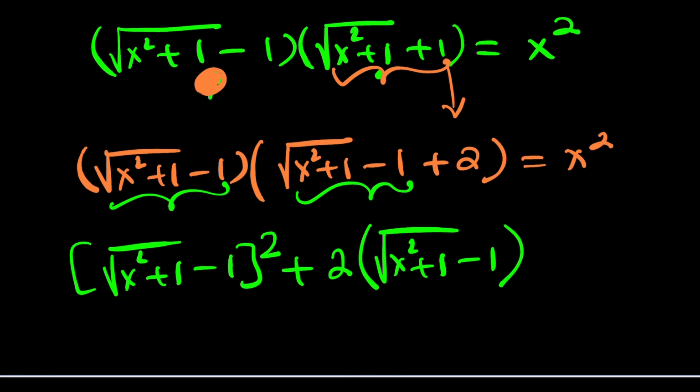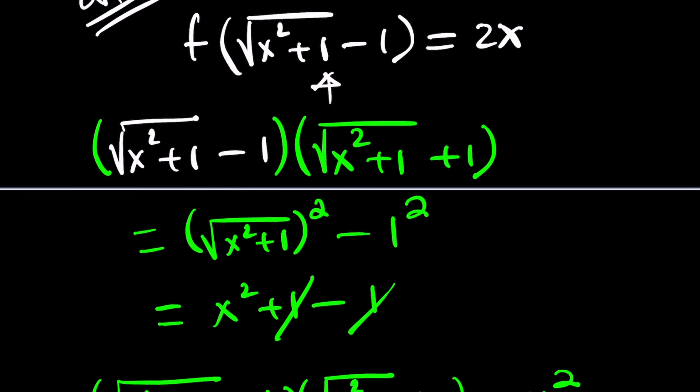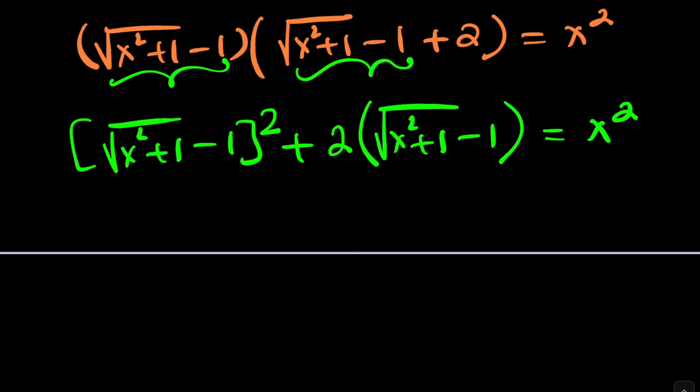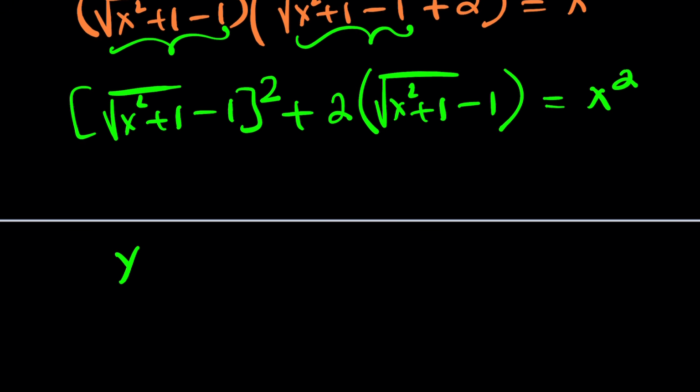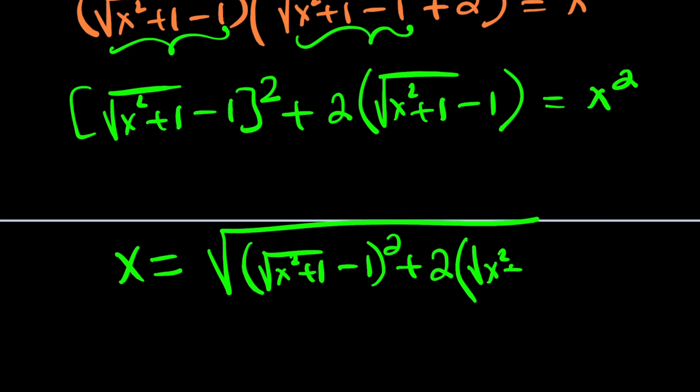Okay. So you got to remember now, this is equal to x squared, right? And we have f of that, right? So how do you get to x? You can square root both sides to get x. And from here, here's what my goal is going to look like. X is going to be the square root of x squared plus 1 minus 1 squared plus 2 times the square root of x squared plus 1 minus 1. Makes sense? So far, so good.